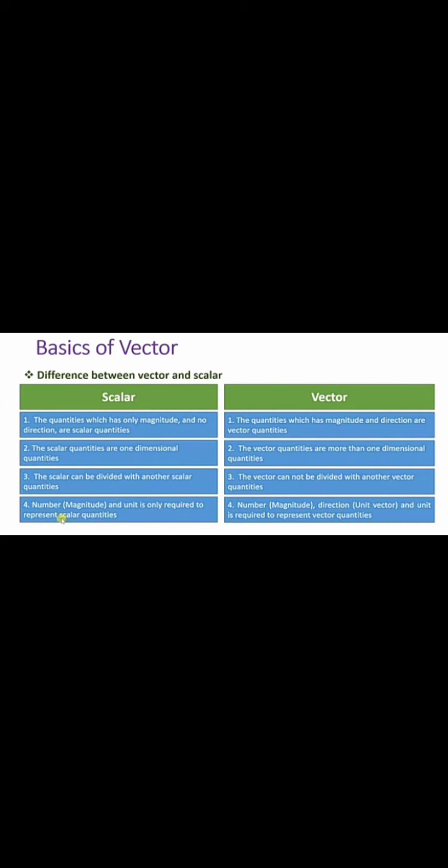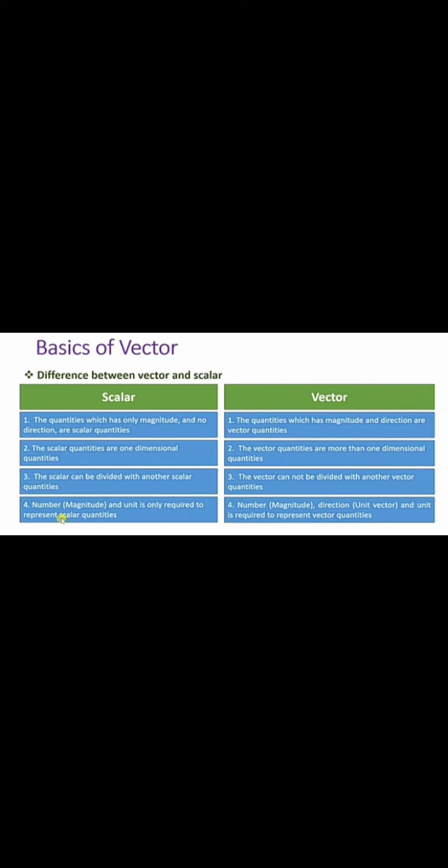Next, force: how much amount of force is going to move, and then in which direction it is taking. Those two are the best examples of the vector. Okay, and next comparison.